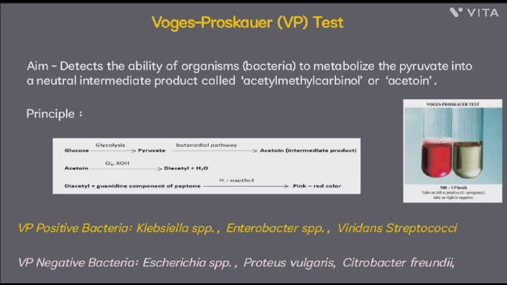VP test positive bacteria: Klebsiella species, Enterobacter species, Viridans streptococci. VP test negative bacteria: Escherichia coli, Proteus vulgaris, Citrobacter freundii.